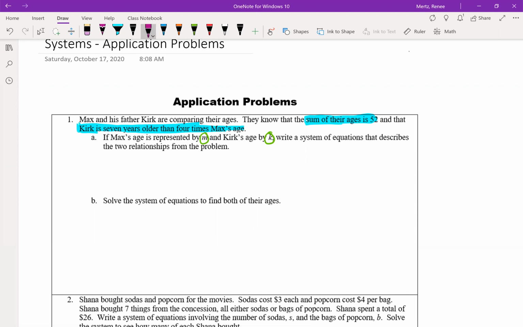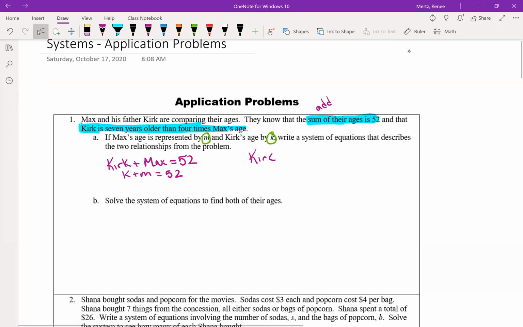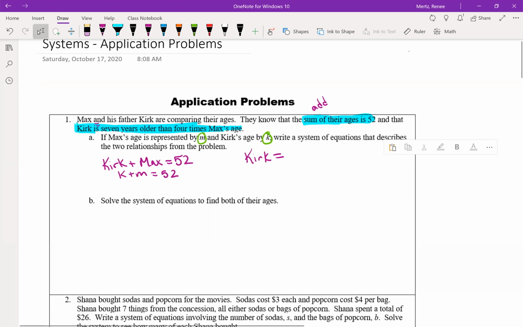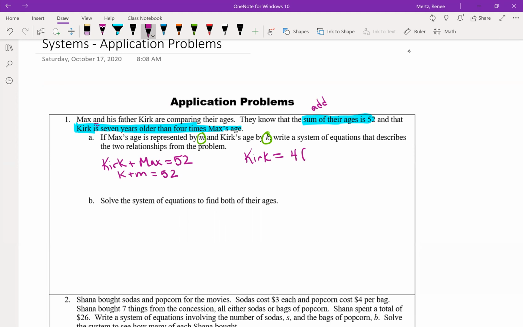So the sum of their ages is 52. What does sum mean? Add, good. So Kirk plus Max equals 52, or K plus M equals 52. Kirk is, which means equals, 7 years older than 4 times Max's age. So we have 4 times Max plus 7. So K equals 4M plus 7. This one was pretty straightforward.